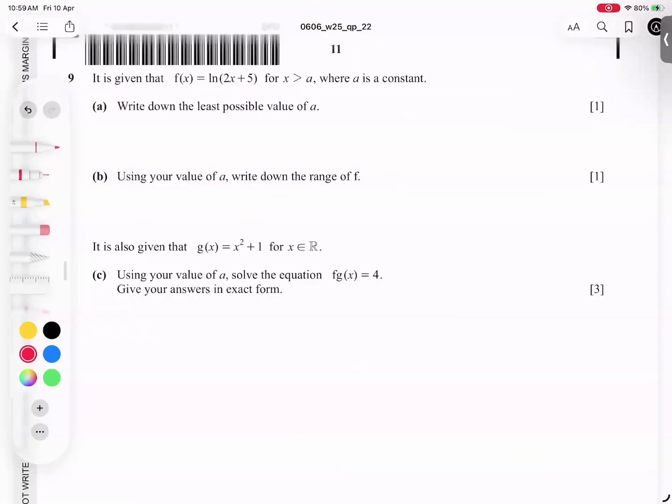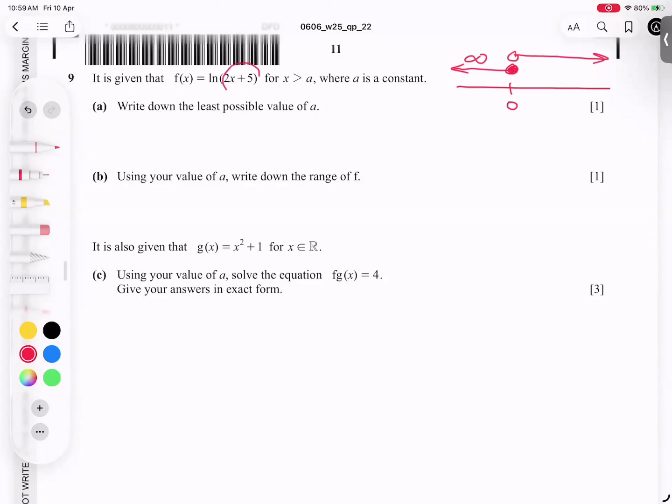So question number 9, students. We are given a function, x is more than a, and we are asked what is the least possible value of a. Basically, students, we discussed in the same paper the same kind of idea: whenever log is there, log of 0 and below, including 0, is undefined. It is impossible, so only values after 0 are defined.